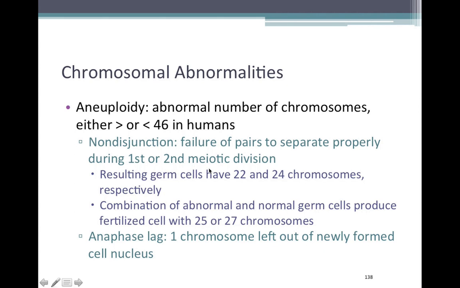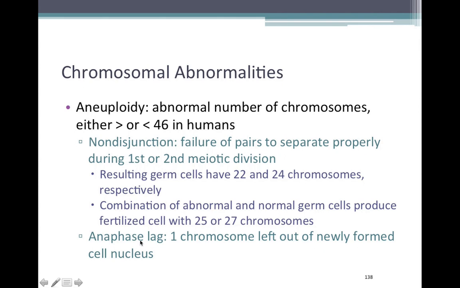So what this means is that some sex cells can end up with an extra chromosome, and other sex cells will be missing a chromosome. And if those sex cells fertilize the egg, or if the egg is what has that particular aneuploidy, then the zygote that's formed will either have an extra chromosome or will be missing a chromosome. We call this aneuploidy. So you might end up with germ cells that have 22 or 24 chromosomes instead of 23. And this will lead to a combination of a fertilized cell that can have 45 or 47 chromosomes.